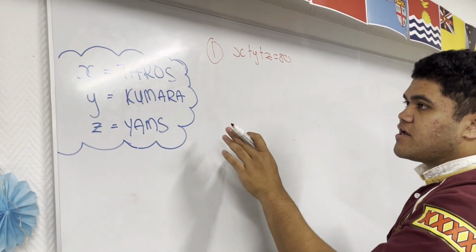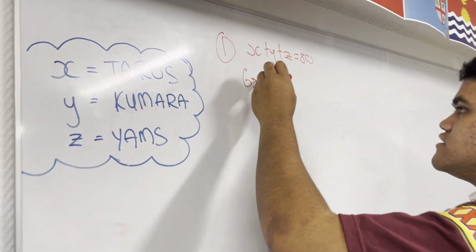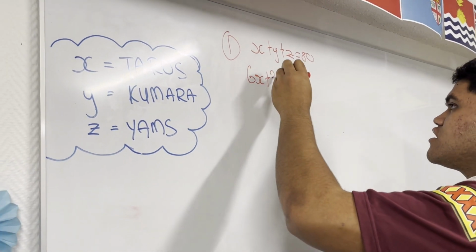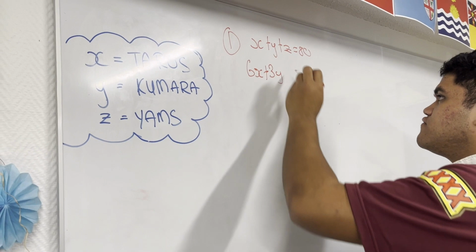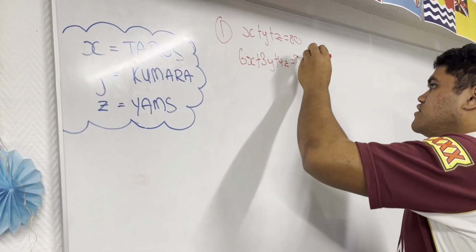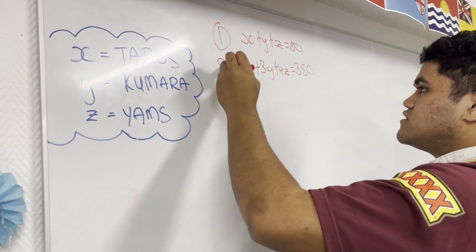And we know that one bag of taros is 6 kgs, as stated in her video. And then one bag of kumara is 3 kgs. And then one bag of yams is 4 kgs. And the total combined weight of all of them is 350 kgs. That gives us our second equation.